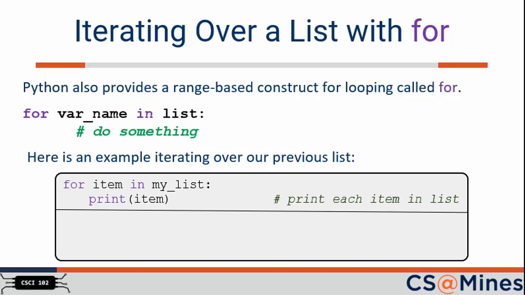When executed, the variable item will be a specific element in the list, which will change each time the loop iterates. In the first iteration, item will contain the element at index 0. In the second iteration, item will contain the element at index 1, etc. Thus, the output for this simple code is the same as the previous example.